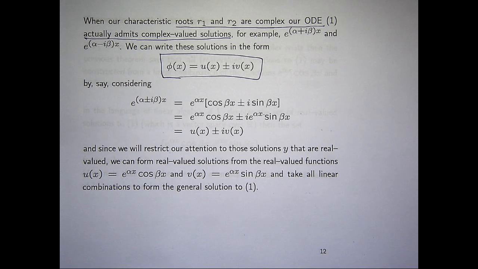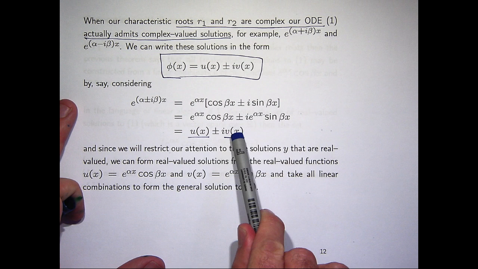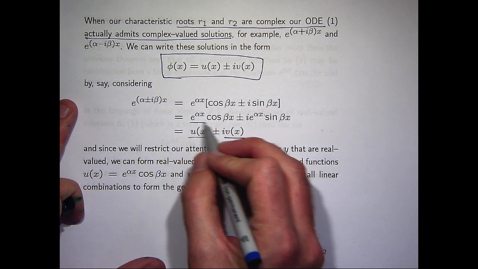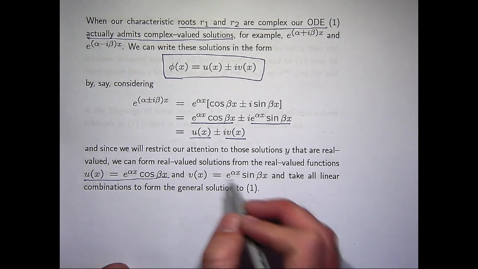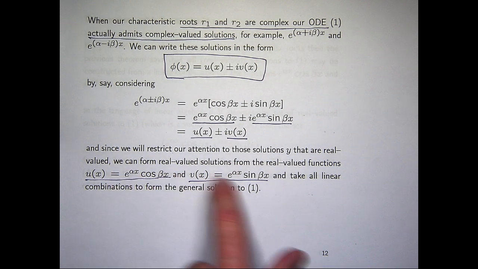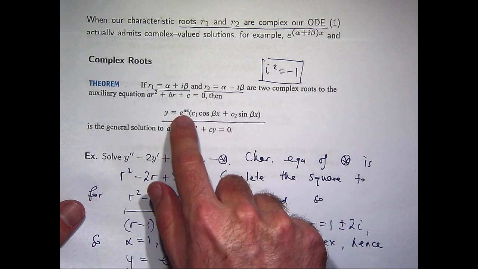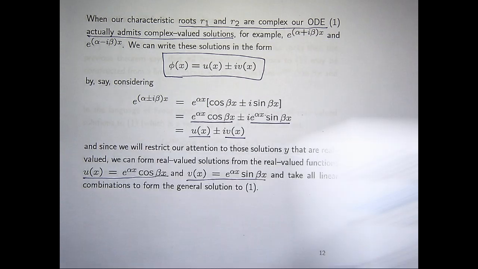So how do we actually come up with a real valued solution here? Well, what we do is we use these functions here, the u of x and the v of x. Think of this as your u of x and this is your v of x. Then just take all linear combinations of those real valued functions. You can see if I factorize out the e to the alpha x, I've actually got all linear combinations here.